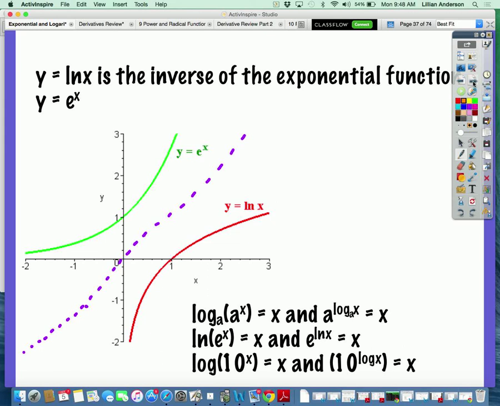Now realize that with inverses, what happens to the domains and ranges? They switch. So the domain of the original is the range of the inverse, and the range of the original is the domain of the inverse. Keep that in mind. So what was the range of e to the x? 0 to infinity. So that would technically be the domain of your inverse.